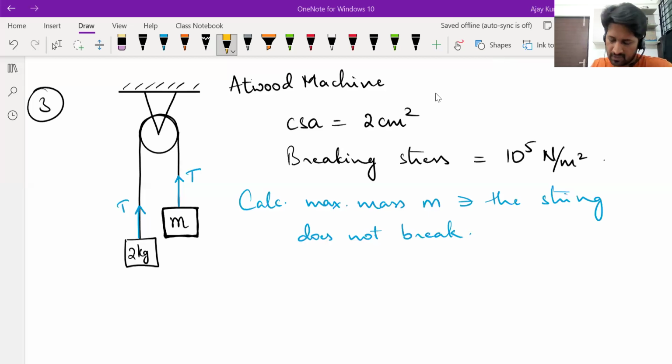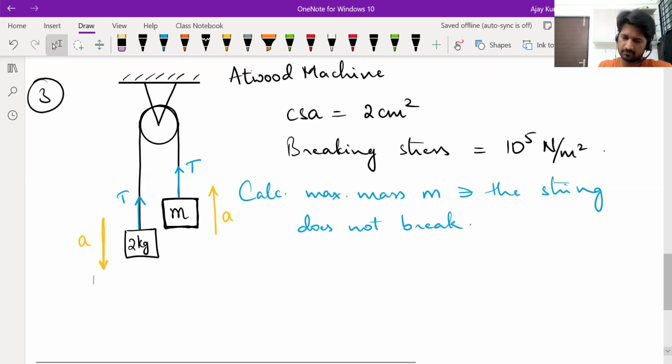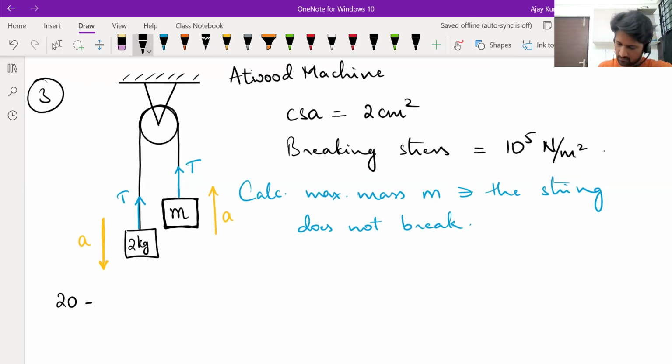So in order to derive tension in terms of M, first let's assume M accelerates upward and 2 kg accelerates downwards. See, the assumption may be wrong also. In that case, A will come out negative. The tension answer will come out correct anyway. The equations will take care of that. Aishwarya, tell me what equation you wrote for 2 kg and what equation you wrote for M. So 20 minus T is equal to 2A. Okay, good. For the other block, T minus 10M is equal to MA.